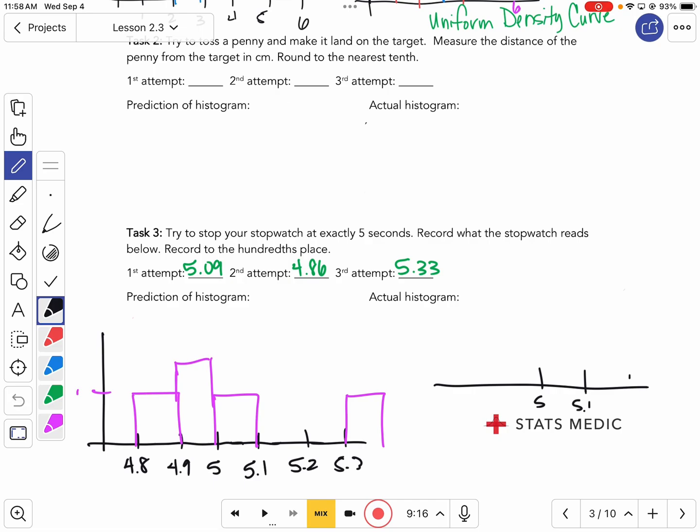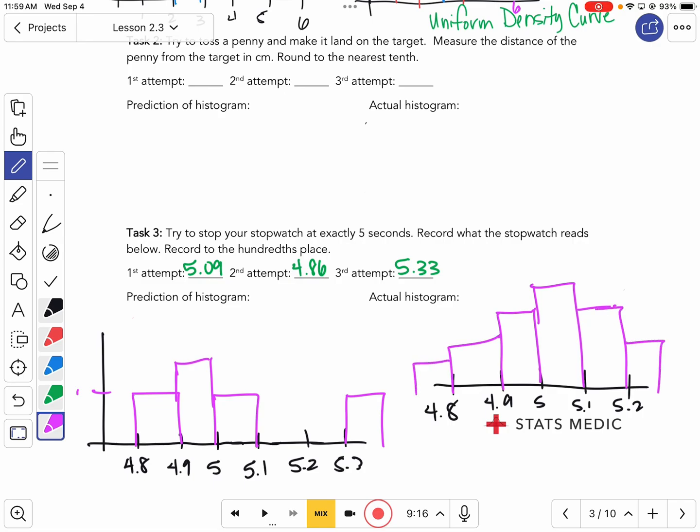Will the bars get higher or lower? Yeah, I would assume too that they would get lower. I think over time we would get really good right here, or maybe we spent most of our time here. But then as we go out, they should start to go down on each side, right? So if we just kept doing it over and over again, I think we would see our frequency increase there around 5, okay?